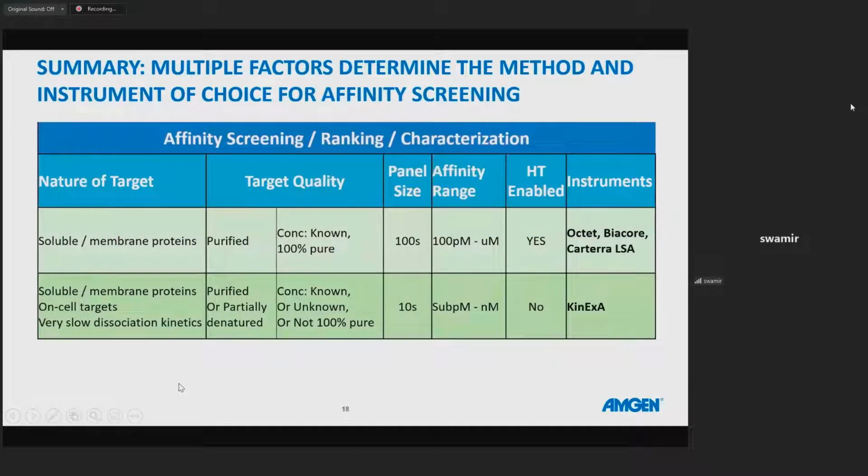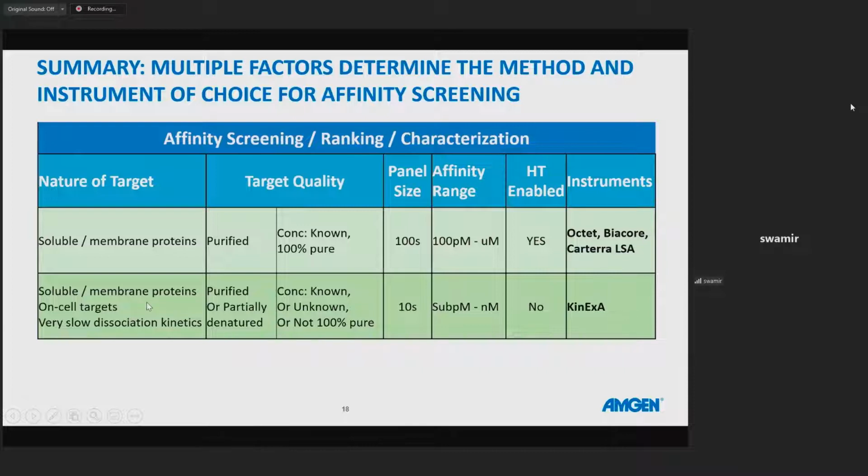So to summarize, we could use kinetic measurements, instruments like Biacore, Carterra, Octet. That's what at our site we use for all soluble targets when we want to screen hundreds, and if we have purified soluble targets available and concentration known, and generally screen for anywhere from 100 picomolar to micromolar, and screen out the bad ones from there.